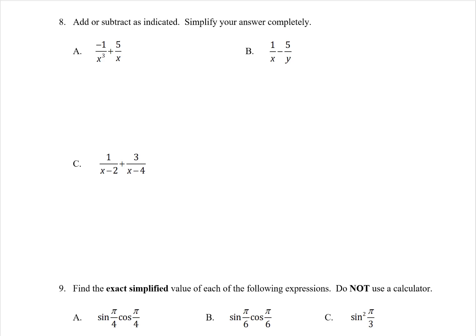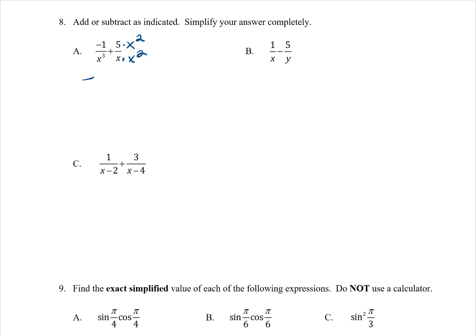Problem number 8. We're looking here to add or subtract. We're going to need to get a common denominator. The key always is to think in terms of factors. So when I look at part A, x cubed means x times x times x. Those are factors. X and the other one is its own factor. I'm missing a couple more x's here, and then I could turn it into x cubed.